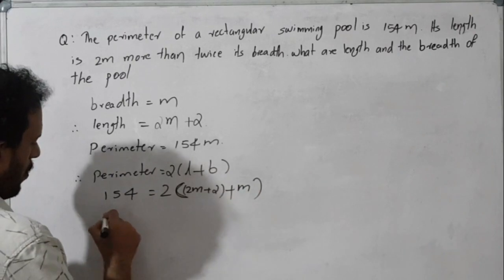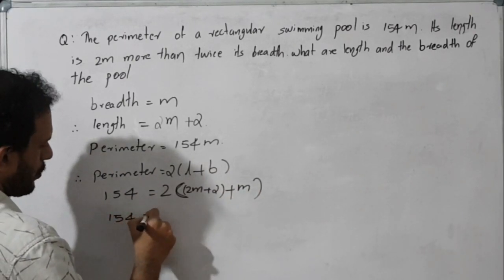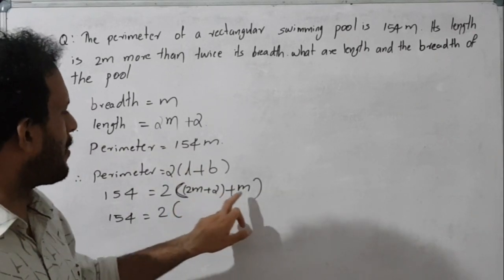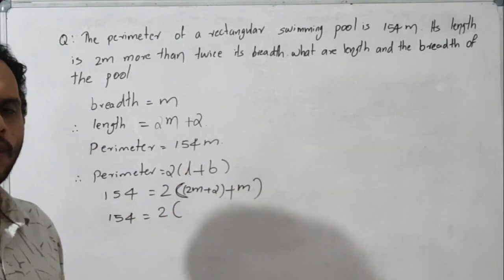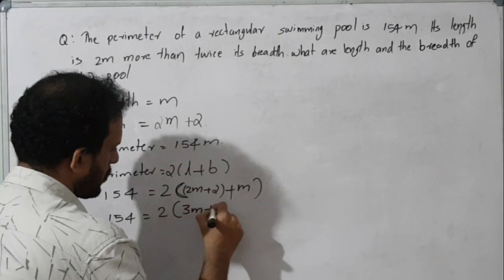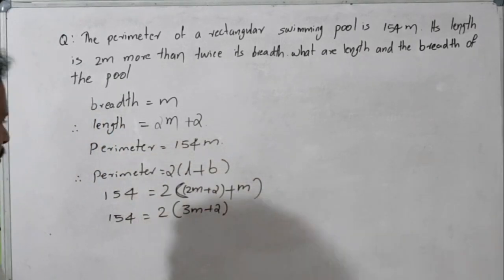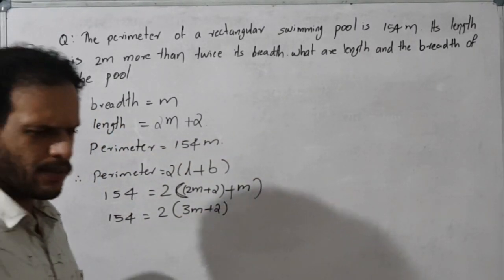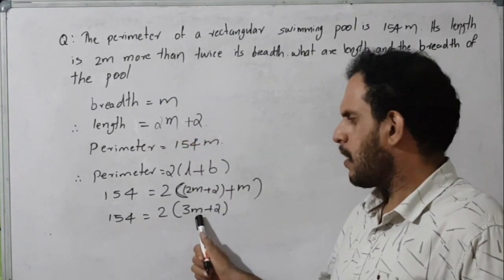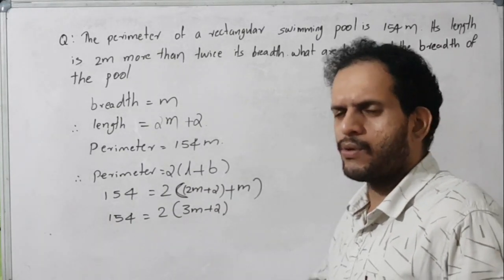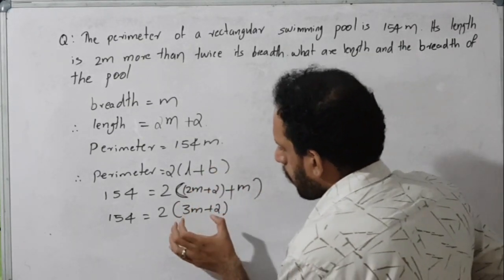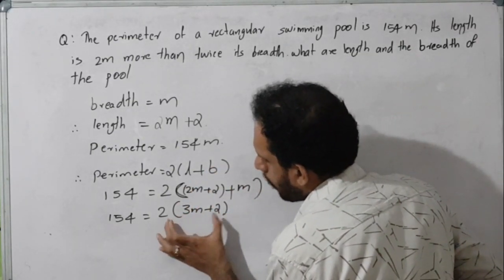Then 154 is equal to 2 into, here it is possible to add 2m and m. What is 2m plus m? 2m plus m is equal to 3m, plus 2. Then what are the next steps? The next step here, we need to find the value of m. Correct? For that we want to transpose first the term that does not contain the variable. Before that we know the idea. Here we are multiplying this 3m plus 2 commonly by 2.